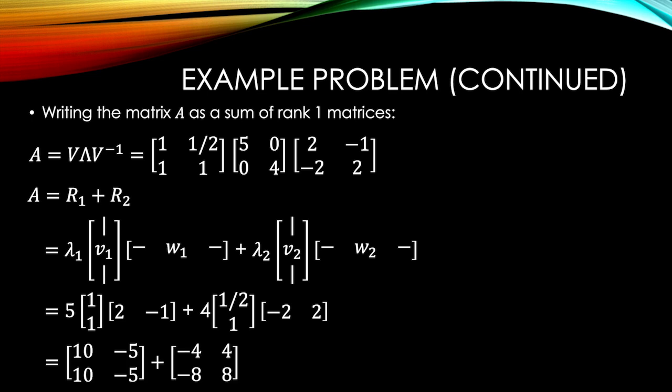It's important to note that these rank 1 matrices also have one pivot. This means that their column vectors are not linearly independent.